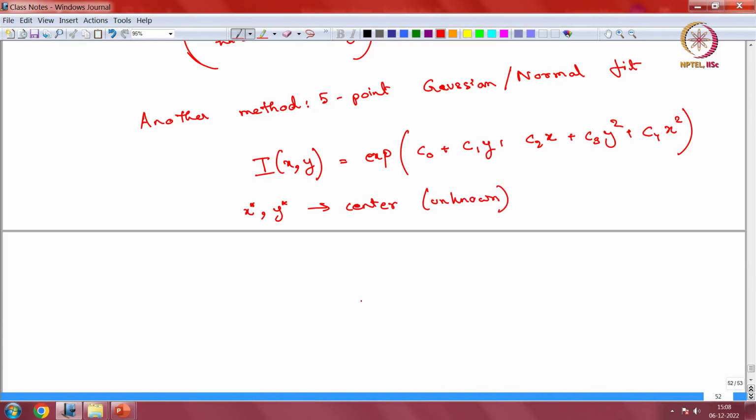Now, in order to find the center, all you have to do is, at the center your curve will show a maxima. So, when you impose these conditions on the above equation, you will be able to find out C0, C1, C2, C3 and C4, and hence be able to find out the location of the center of the particle.